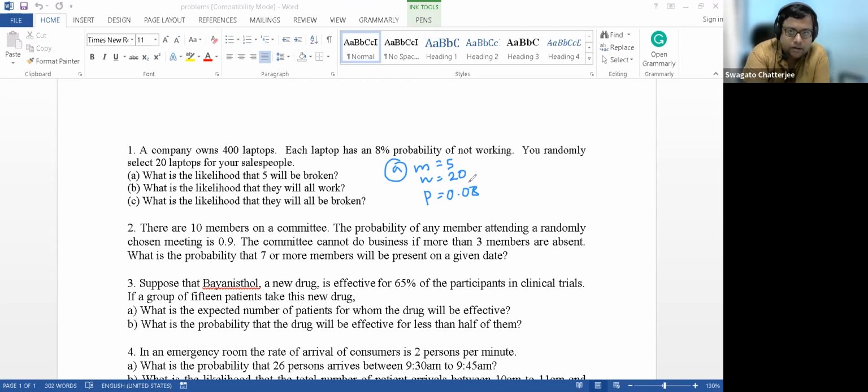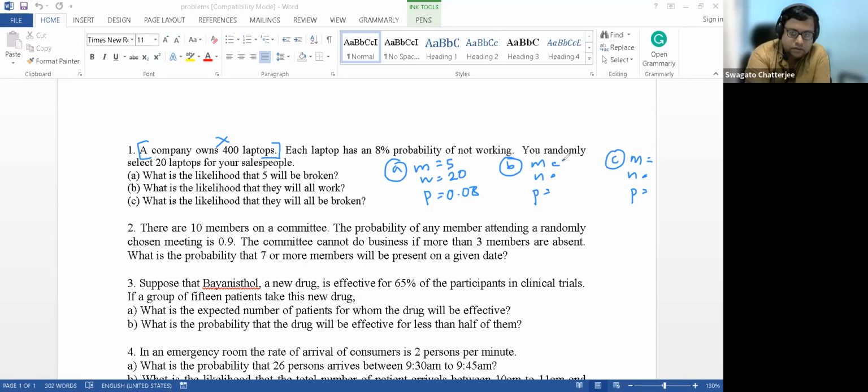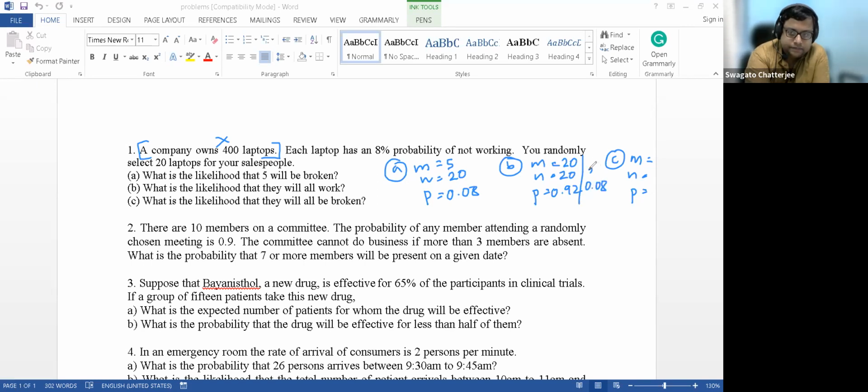Anybody want to say something else? N is 20, sure, right? Okay, fair enough, that's correct. The rest is basically meaningless population information. It has nothing to do with the problem. Then what is the likelihood that all will work? Quickly tell me, M, N, P. The probability that all will work will turn into 92%, 0.92. And if I write it in terms of 0.08, then what? Zero. All work means nothing is broken. So 0, 20, and 0.08. Similarly, all broken means 20, 20, and 0.08. You can put that in the formula.